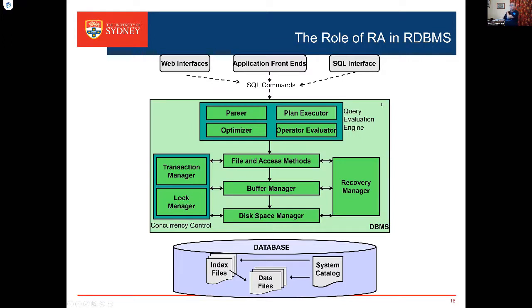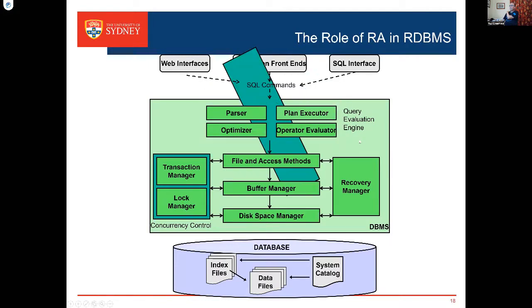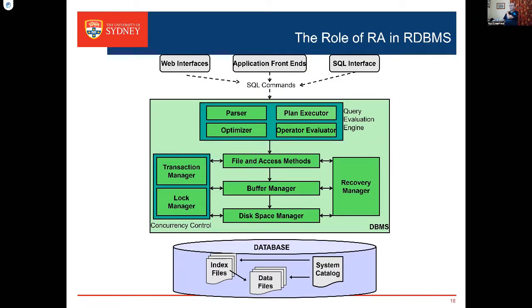This is the picture we've been referring to all through the course of what an RDBMS looks like. There we get our SQL commands coming in, and that bit we just did on the previous slide is those top 4 green boxes: the parser, the optimizer, and the execution engine.